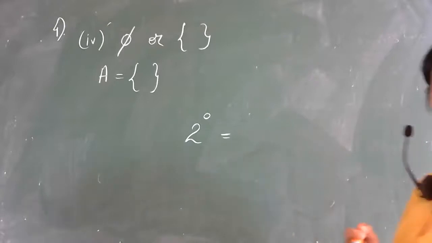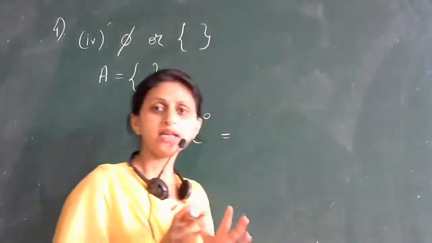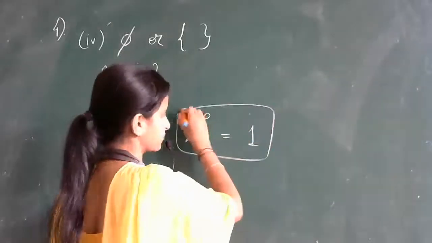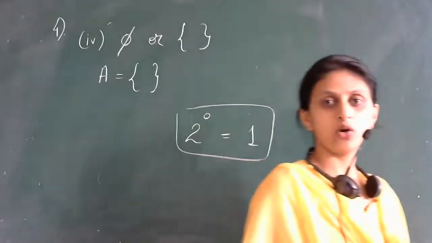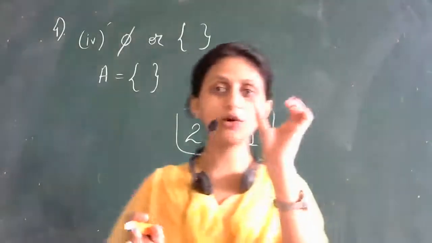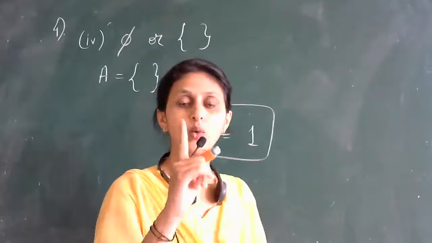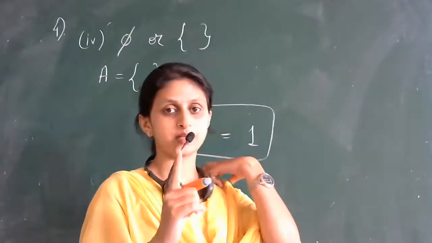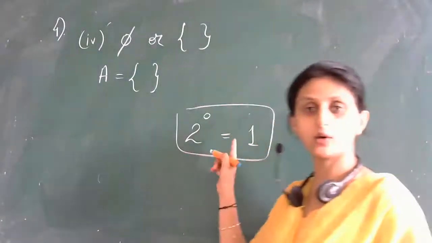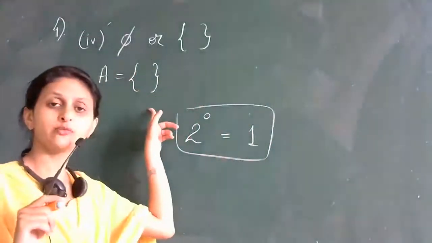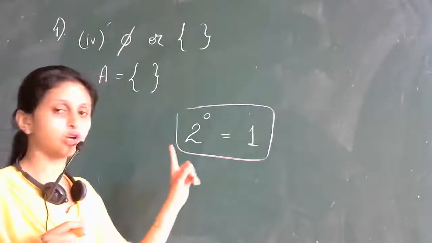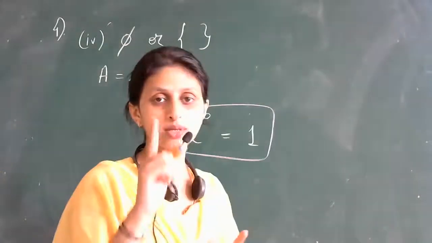Is it 0? No, students. Anything to the power 0 will always be equal to 1. Remember this. Any real number or any variable you take, it may be anything, but if its exponent is 0, then its value is always equal to 1. Please remember this. So here 2 to the power 0 will be equal to 1. So the number of possible subsets for an empty set will be 1, not 0. Please remember this concept, students.